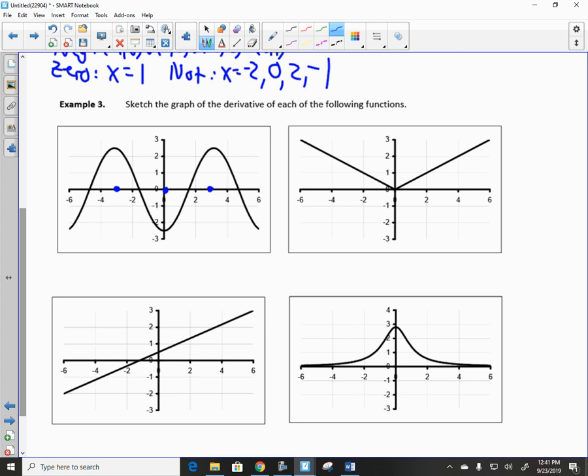So is the derivative positive or negative during this region? So therefore the graph should be above the x-axis. How about here? Should be below the x-axis. How about here? Positive, and here? Negative. So I want to be above, below, above, below, above. So that'll be approximately the derivative graph of the function that was shown.